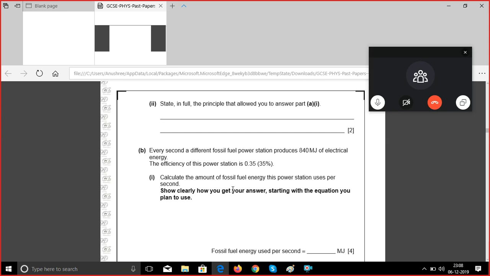So energy cannot be created nor destroyed, but it can change from one form to the other.